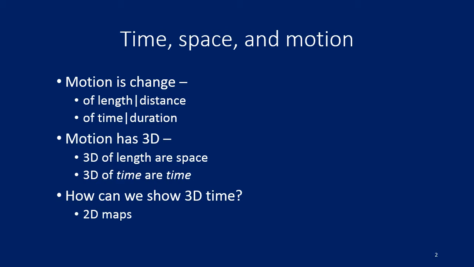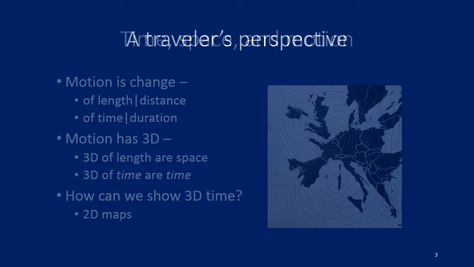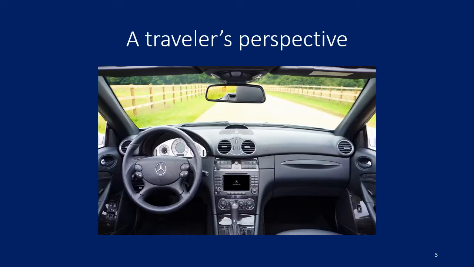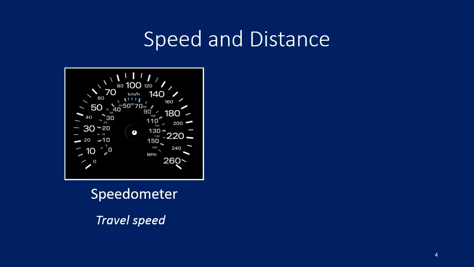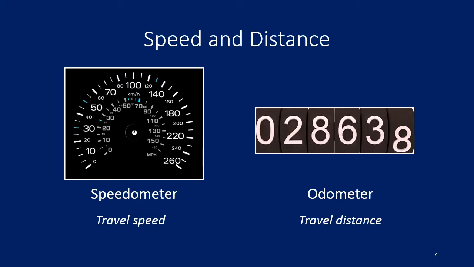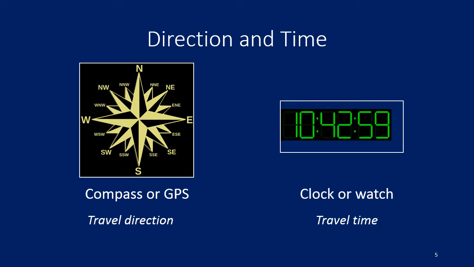Well, how can we show three dimensions of time? We're going to use some maps to do that. Consider a traveler's perspective. For example, a driver looking out the windshield of a car. Now, there are several instruments available to them. Instruments that measure speed and distance. The speedometer provides the travel speed, and an odometer provides the travel distance. Now, for direction and time, there may be a compass, or nowadays most likely a GPS, which provides the travel direction, and a clock or a watch provides the travel time.